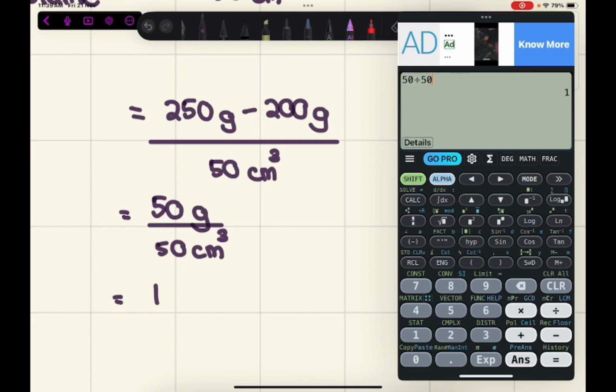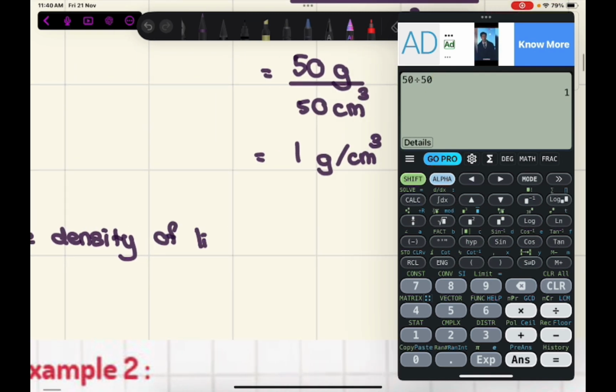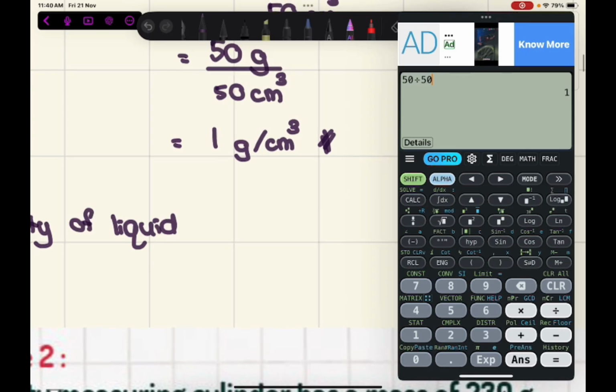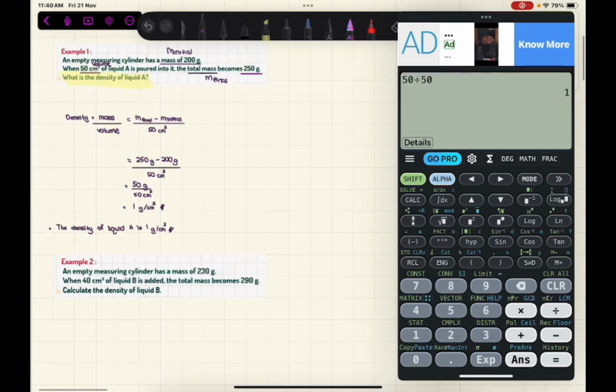So what's the unit for density? Gram over cm cube. So this is the final answer for this question. Rewrite it. Therefore, the density of liquid A is 1 gram over centimeter cube. So this is the answer. Easy, right?